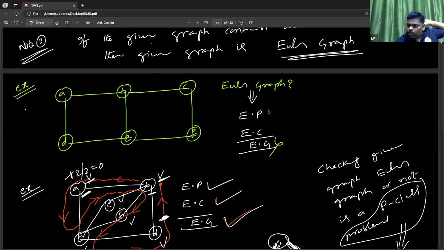What is the answer? Euler path is possible. Euler circuit is not possible. So the given graph is not an Euler graph. Now see the beauty. Everyone listen, now see the beauty.